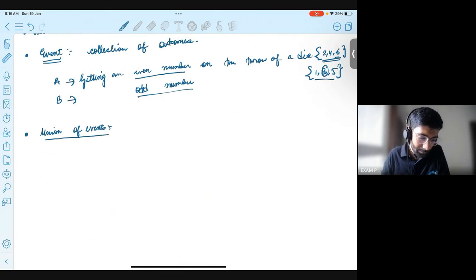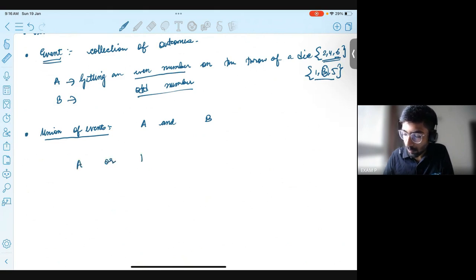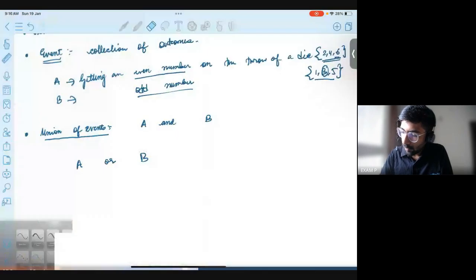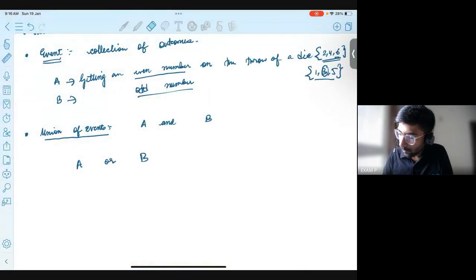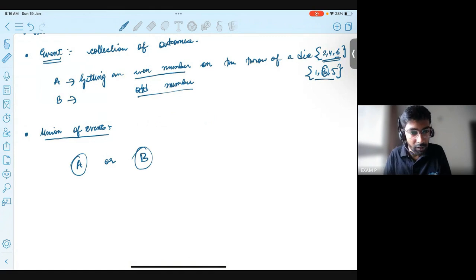Union is basically, if you have two events, let's say A and another event is B, then union means A or B, either A or B. Notationally, I'll not write A and B here because A and B signifies something else. So either A happens or B happens, then we say that A union B has happened.